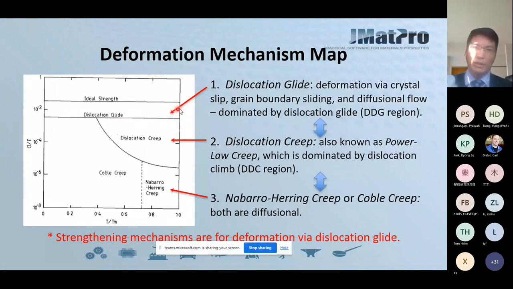At room temperature, typically it is dislocation glide, or we say dominated by dislocation glide, or DDG. And this part would be dislocation creep, or we say dominated by dislocation climb, or DDC, because I'm going to use DDG and DDC later on. There is also another switch, a change of creep mechanisms, which I'm not going into details about now, because this region goes to where the stress level is very low and the temperature is rather high. And when we talk about the strengthening mechanism, usually we are talking about deformation via dislocation glide, that is in the DDG region.